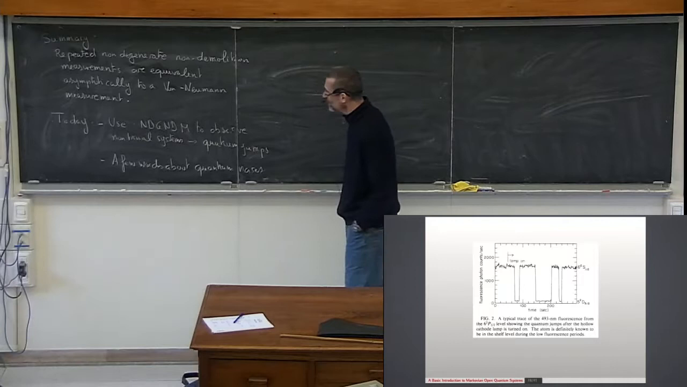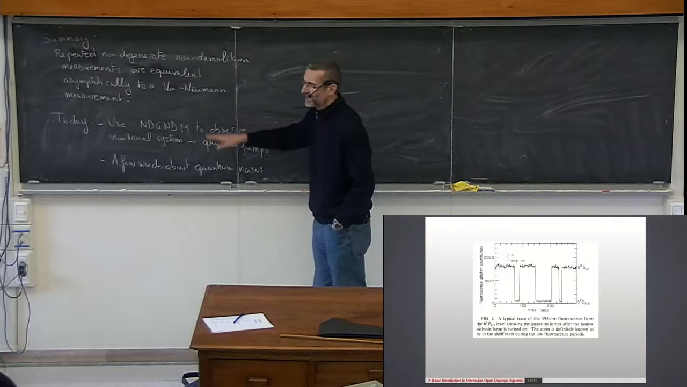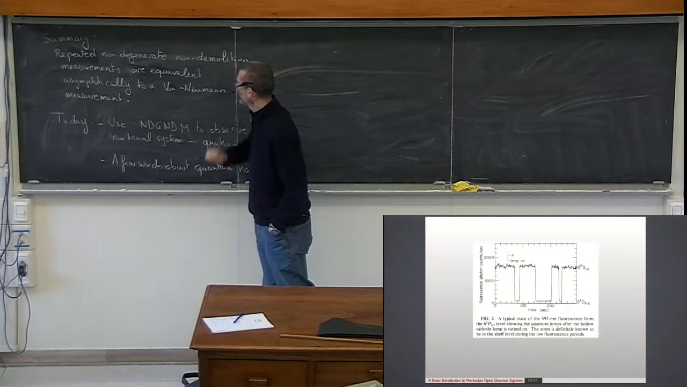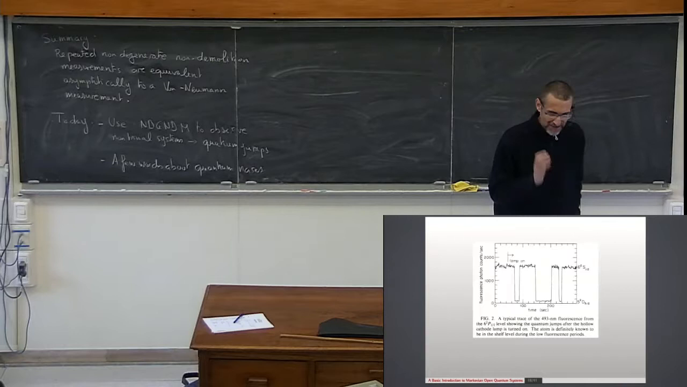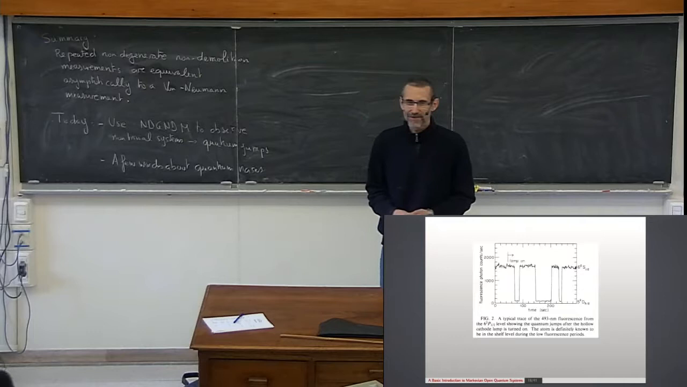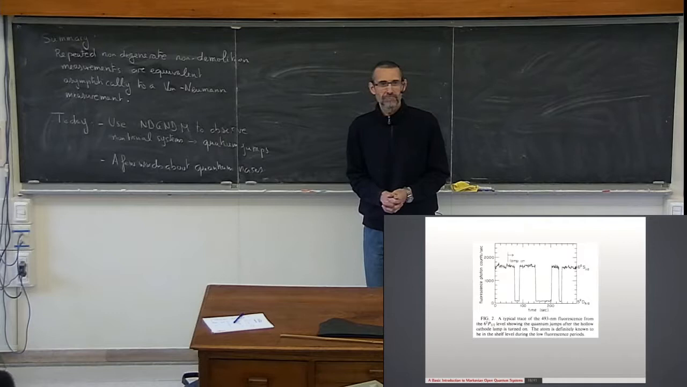Before I go on, I would just like to say one sentence, which is a summary of the part that we did yesterday that we shall use today again: repeated, non-degenerate, non-demolition measurements are equivalent to von Neumann measurements. This is what we showed yesterday. At least I gave some argument about that. And so maybe before I start today's lecture, it's appropriate to check if you have questions. If no questions, then I'll start.